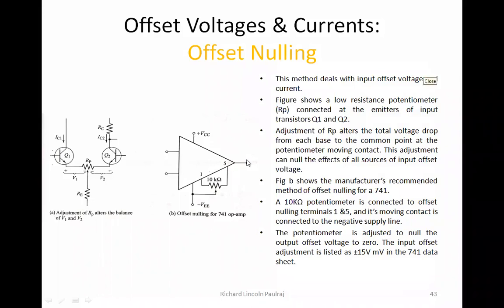Sir, to reduce the effect of offset voltage, sir. Correct. Very good. Thank you.